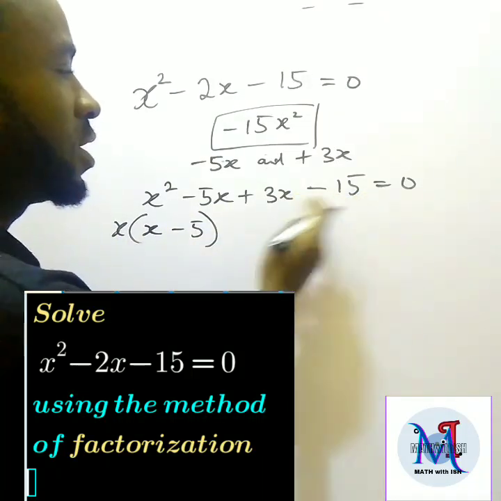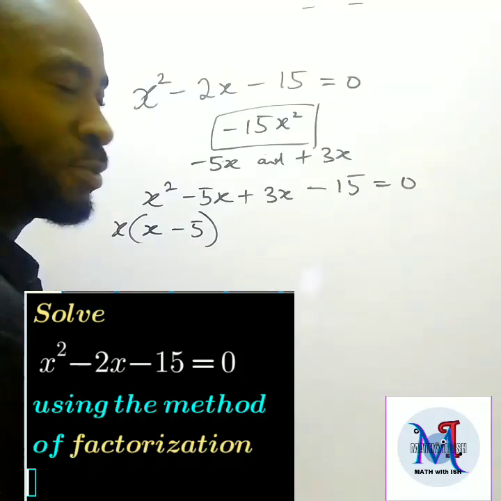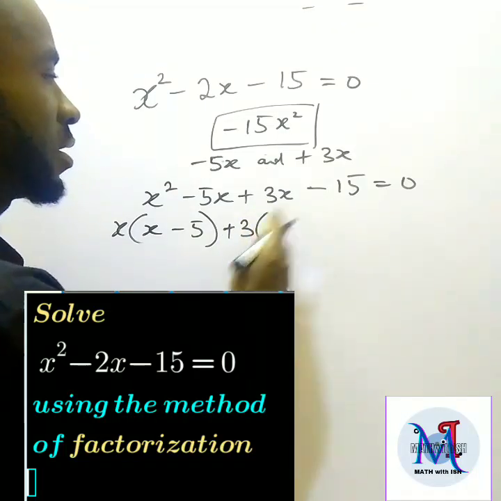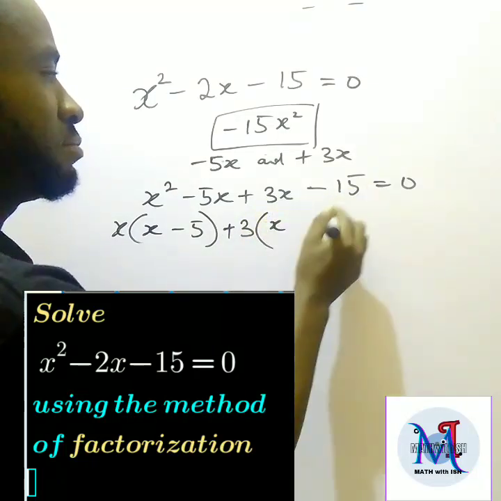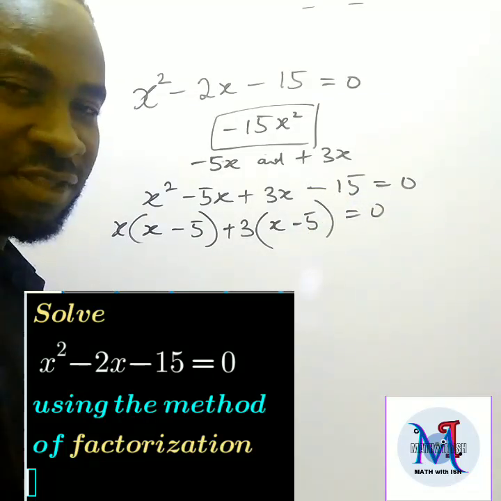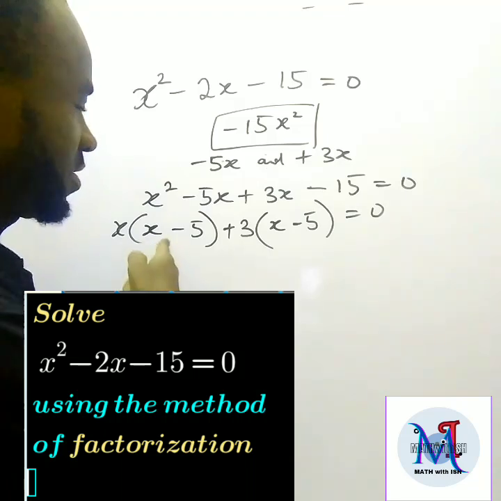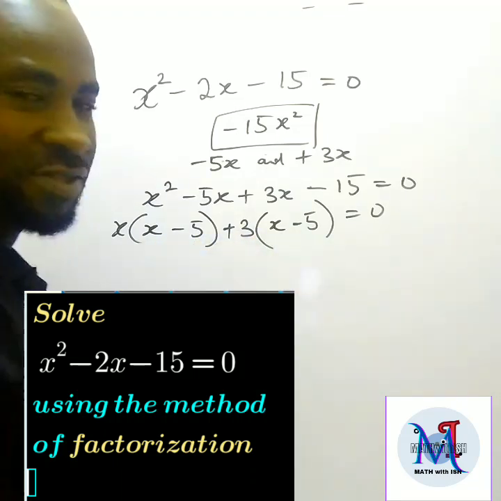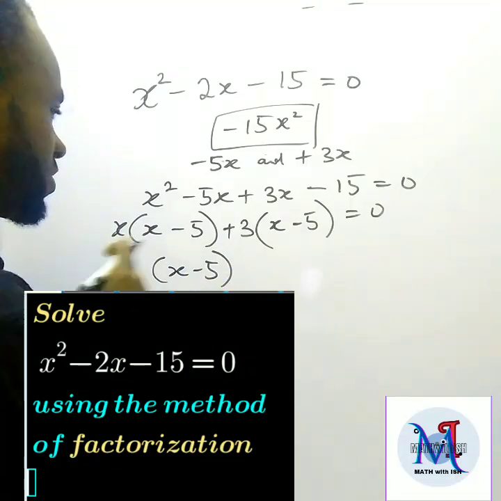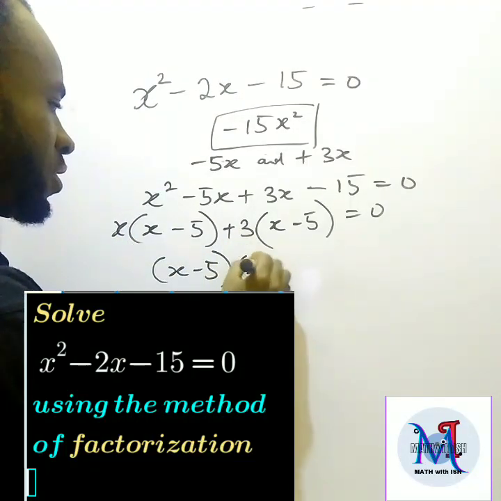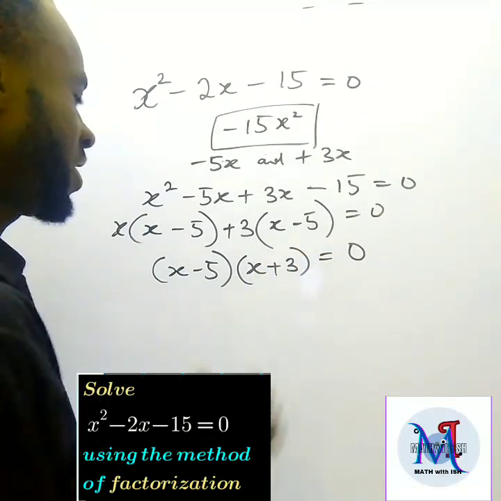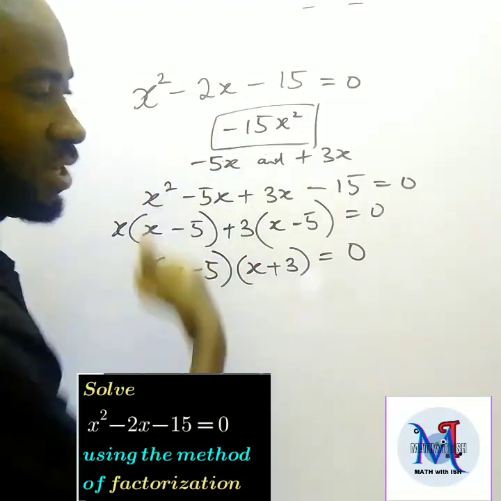Next, I take these two, I pick out what is common. What is common here is 3, because 3 can divide. 3 divided 3x is x. 3 divided minus 15 is minus 5. By the time you've done this, the next thing to do is to look at the bracket. What is inside this parenthesis? They are identical, so you pick one, and then these two outside the bracket, which is x plus 3, you group them together in the next bracket. And we have ended up factorizing this left-hand side of the equation.